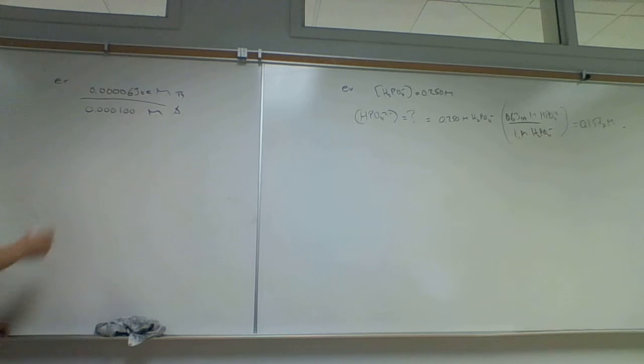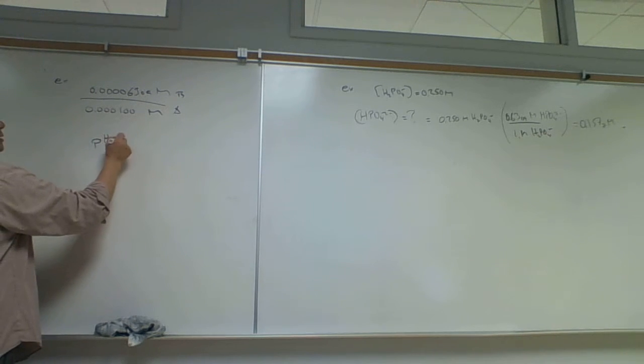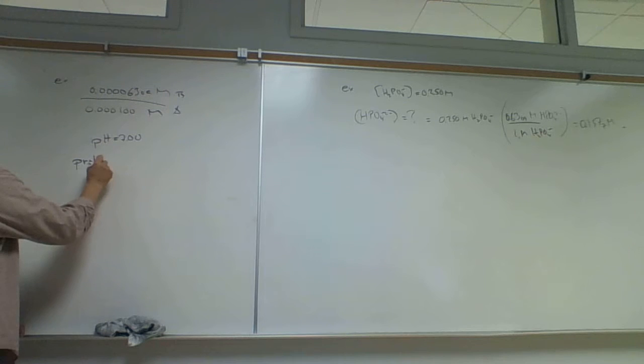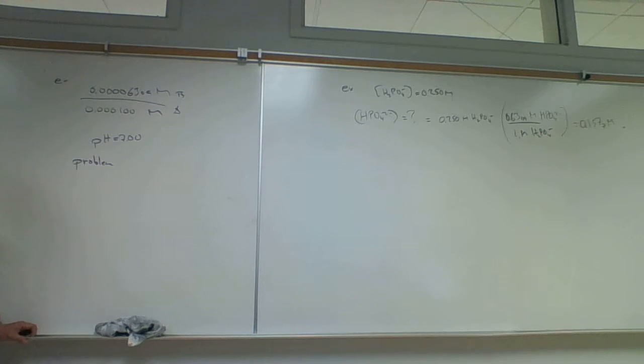The pH would be the same. The pH would be 7.00, right? Because all it depends on is the ratio. It doesn't depend on the actual concentrations. As long as the ratio works, then the pH should be 7. But the problem with this buffer is it has very low capacity. What is the problem with this? Even though the pH is right, the problem is it has very low capacity.